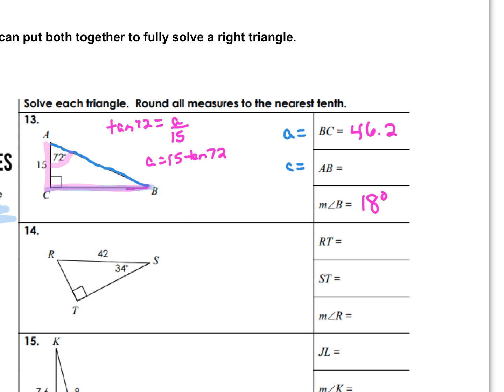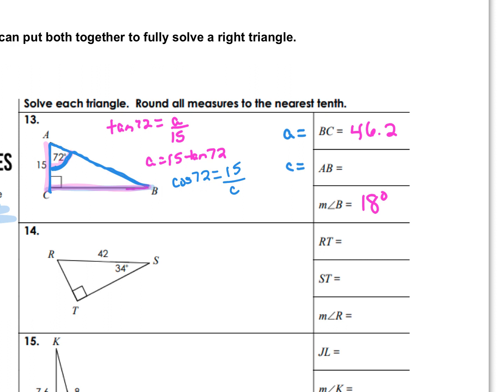Okay? So to find side C, I'm looking for the hypotenuse. I have this angle, and I have the adjacent side. So which trig function are we going to use? Careful, we've got this angle, we've got this side, and we've got the hypotenuse. So that should be cosine, right? This side is adjacent to that angle. So we want to use cosine of 72 is equal to 15 over little c.